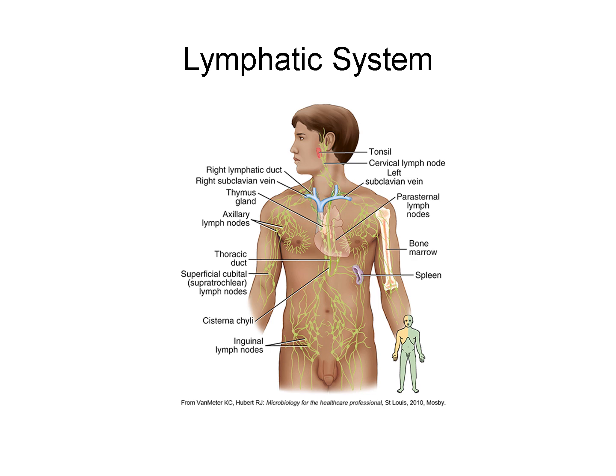Lymph nodes filter pathogens and house immune cells. Afferent vessels bring lymph into the node, and efferent vessels carry it out. These checkpoints are critical in detecting infections and triggering immune responses. The lymphatic system works closely with blood vessels to maintain internal homeostasis.